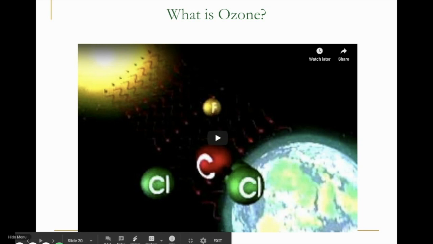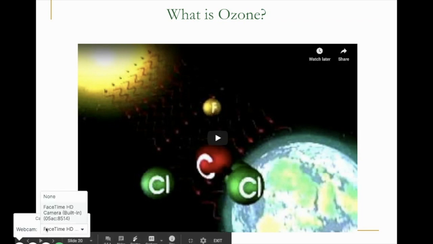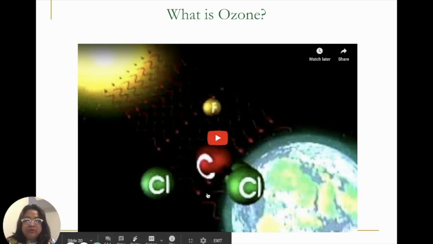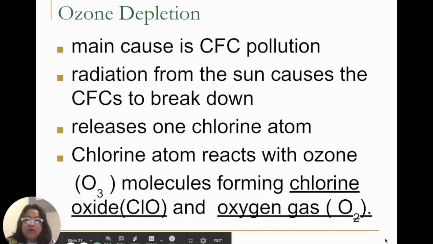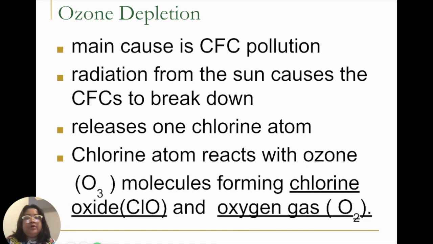There you are. So imagine how harmful the ozone is when it goes to the troposphere. All right. So ozone depletion, the main cause is the CFC pollution, as you also watched from the video. Radiation from the sun causes the CFCs to break down. This chlorofluorocarbon is composed of chlorine, fluorine, and carbon. So what happens is it releases one chlorine atom. This chlorine atom reacts with ozone molecules, forming chlorine oxide and oxygen gas.